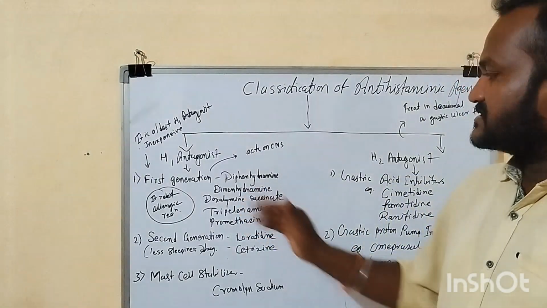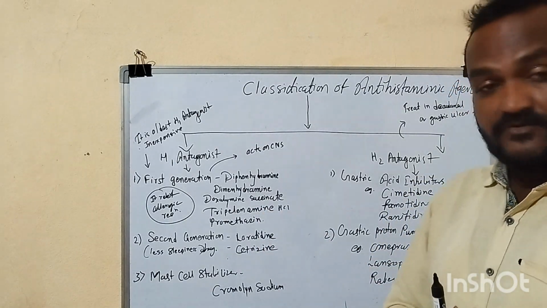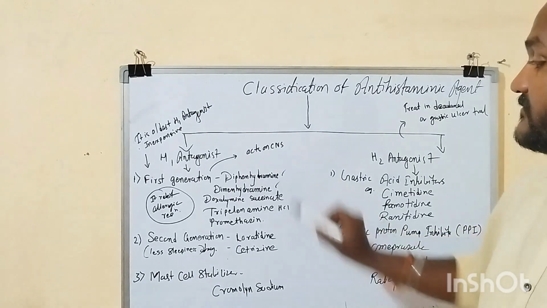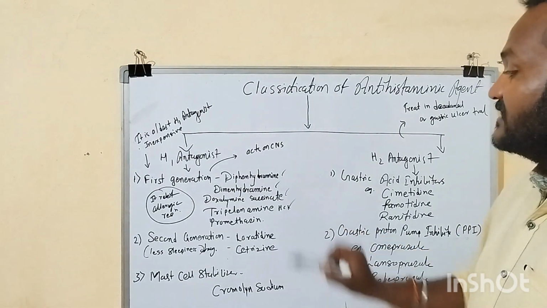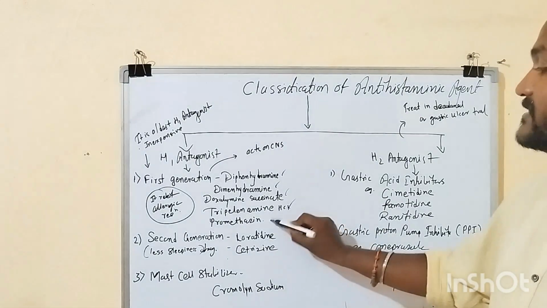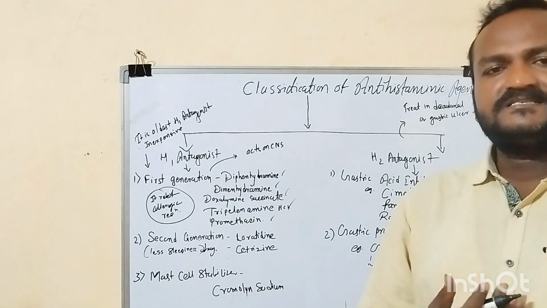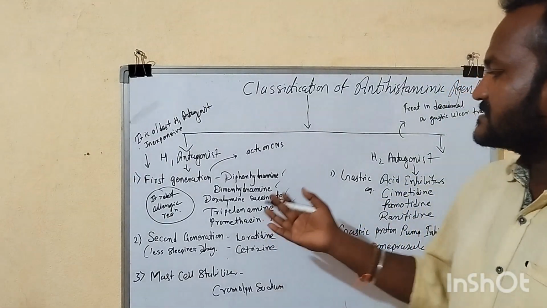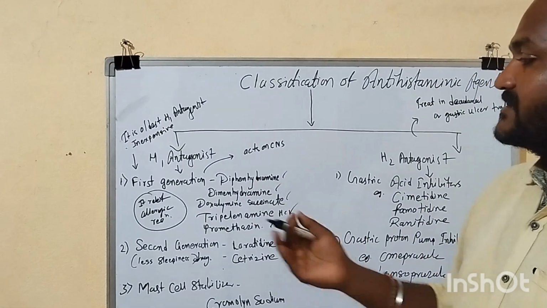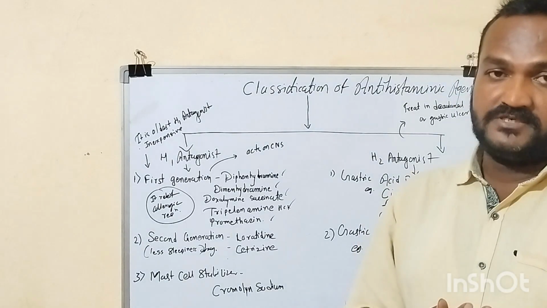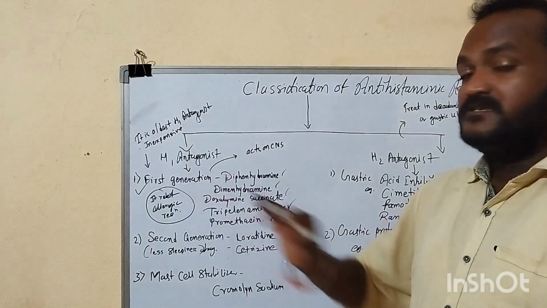There are some examples: diphenhydramine maleate, dimenhydrinate, doxylamine succinate, triprolidine HCl, promethazine. These are four different examples, and again, there are many more. For understanding purposes, we will see these examples in the first generation, which relieves allergic reactions. So this is the first generation category under the H1 antagonists.